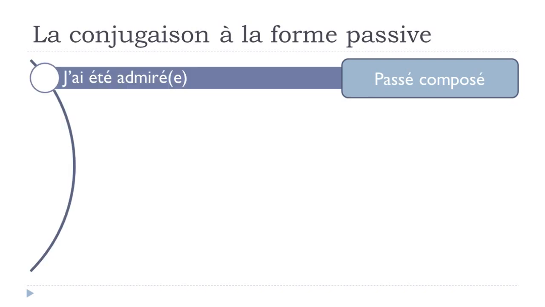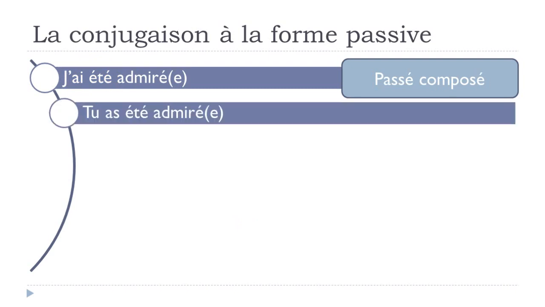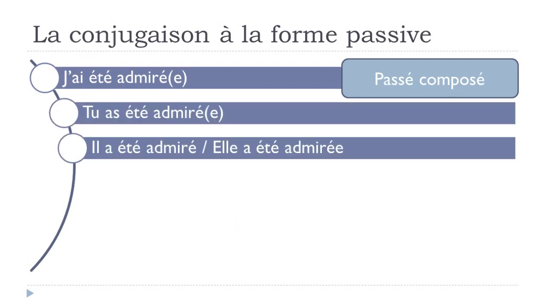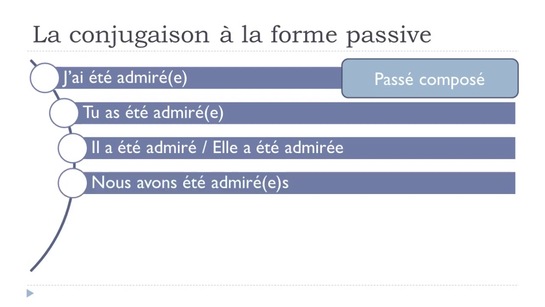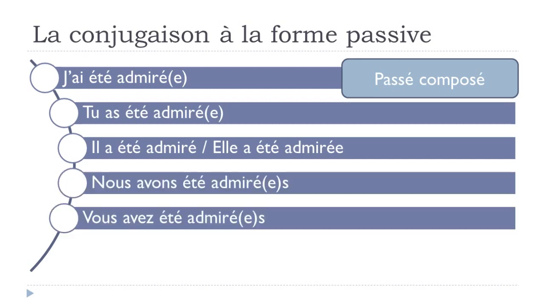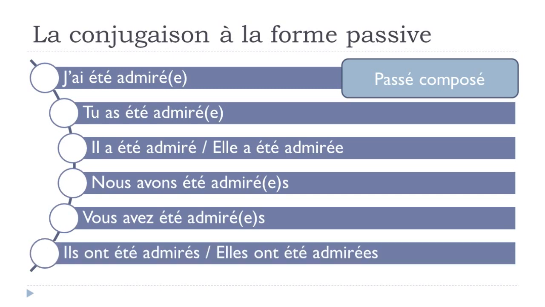All right, so if we want to make this structure at the passé composé form, j'ai été admiré, so you can see that here you've got j'ai été, all right, so it's the verb être, to be, okay, but at the passé composé form, all right. Tu as été admiré, il a été admiré, elle a été admirée, nous avons été admirés, vous avez été admirés, ils ont été admirés, elles ont été admirées.